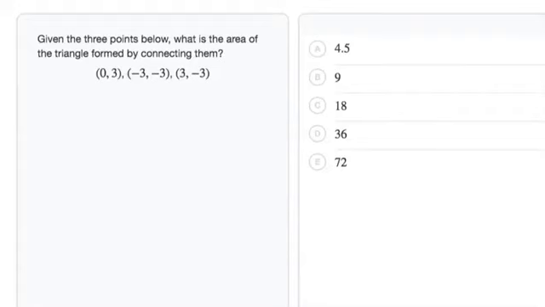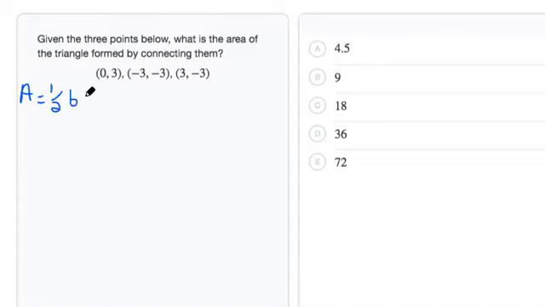To solve this question, let's go ahead and plot the 3 points so we can count the distances. We're asked to find the area of the triangle formed by connecting these 3 points. So in order to find the area of a triangle, we're going to need the formula. Now the formula for area of a triangle is A equals 1/2 our base times our height.